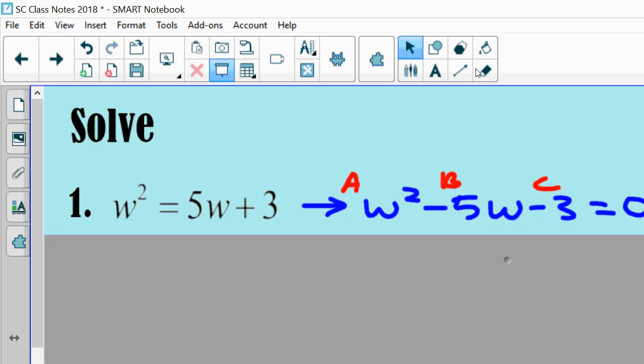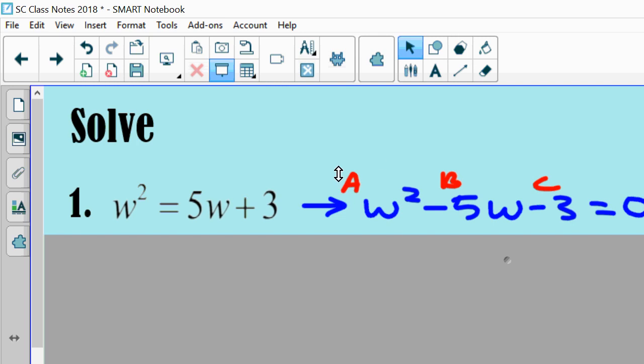So the first equation we have is w squared equals 5w plus 3. Before we can start using the quadratic formula, it must be in standard form and set equal to 0. So I subtracted the 5w and the 3, so it was in standard form. I then labeled my a, b, and c value, where a is the value of 1, b is a -5, and c is a -3.